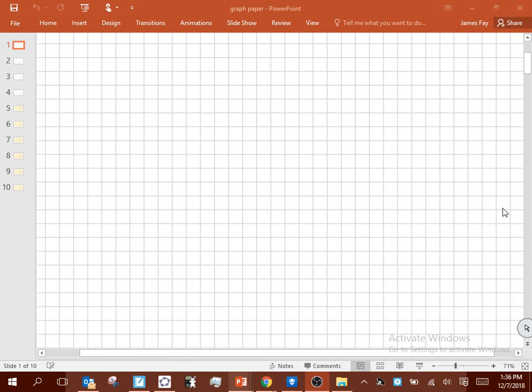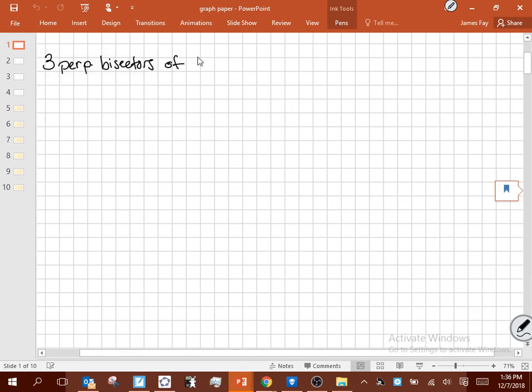Yesterday we did the notes that laid out the relationships that we should see within the construction of these perpendicular bisectors. It's rehashing what we talked about yesterday. The three perpendicular bisectors of a triangle are going to be concurrent. They're going to lead you to the circumcenter.